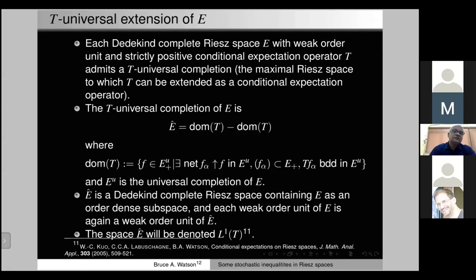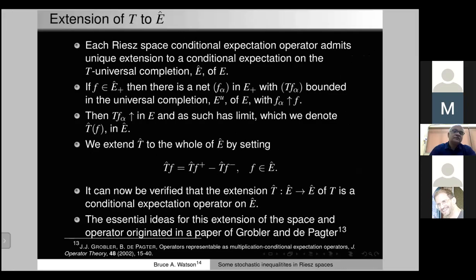And the resulting space E hat, the Riesz space formed from building it from DOM T, is called the T universal completion of E, or that's what we called it. It has some very nice properties. It's a Dedekind complete Riesz space. The original Riesz space is order dense in it, and each weak order unit from the original space is again a weak order unit in it. And we denote the space E hat by L1T, as we will through the rest of this talk.